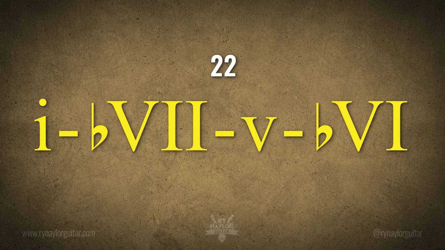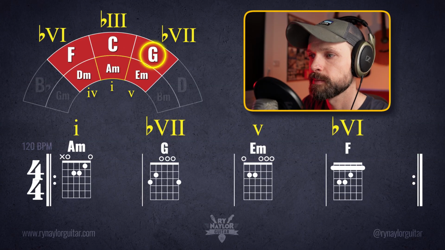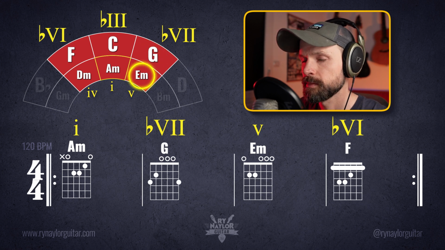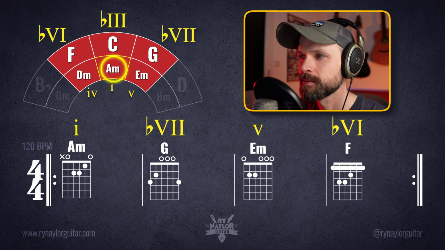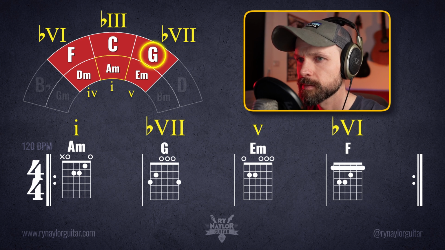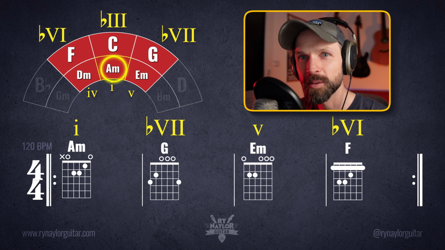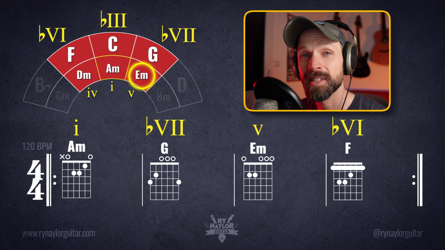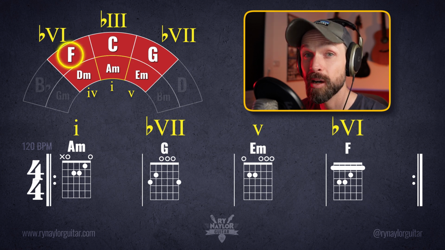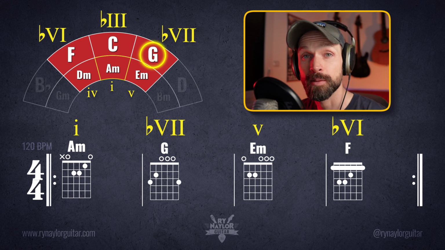Another classic pop progression here, 1-7-5-6. You might recognize this. So A, G, E minor to F. Sounds familiar, right? To me, I hear Pat Benatar's Love Is a Battlefield. It's also Chili Peppers' Can't Stop, Macklemore's Can't Hold Us, and Jennifer Lopez's Waiting for Tonight.